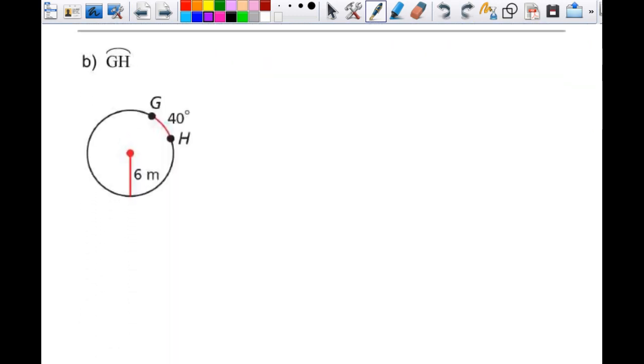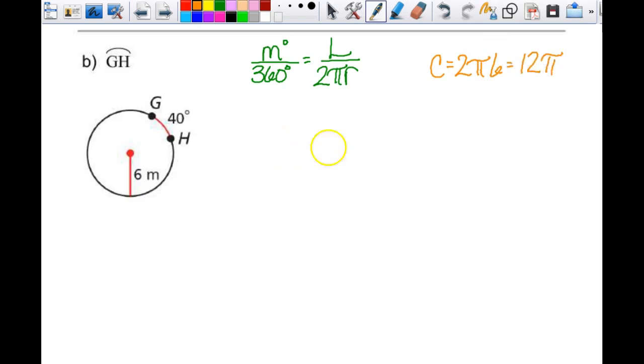All right. So now we're going to do this one. We're going to write down our formula, and then I'm going to have you set it up. Measure over 360 equals the length over 2 pi r. So I want you to find your circumference and get the initial proportions set up, but don't even reduce anything yet because I want to talk you through a different way to look at it. After you set up your proportions, stop right there.